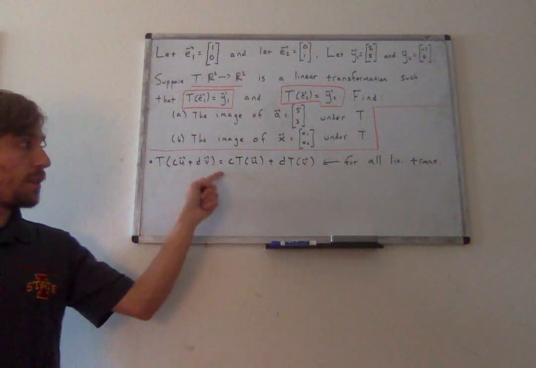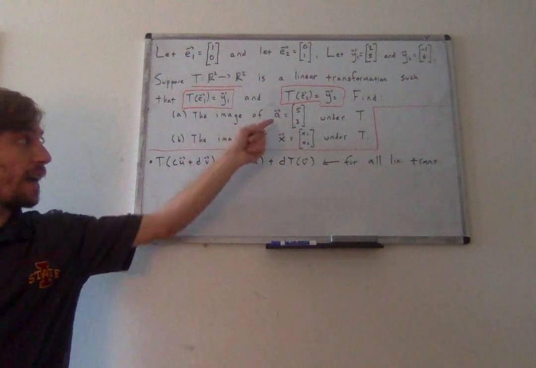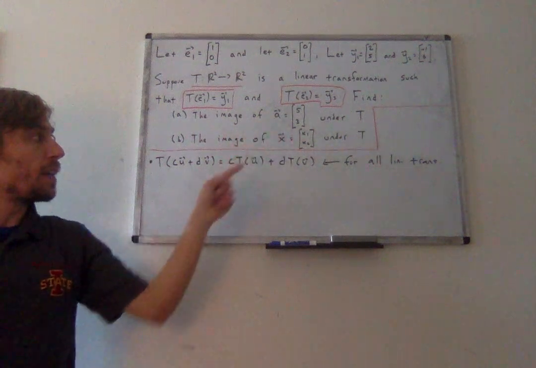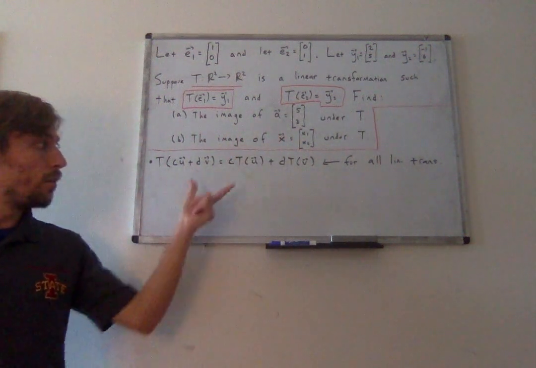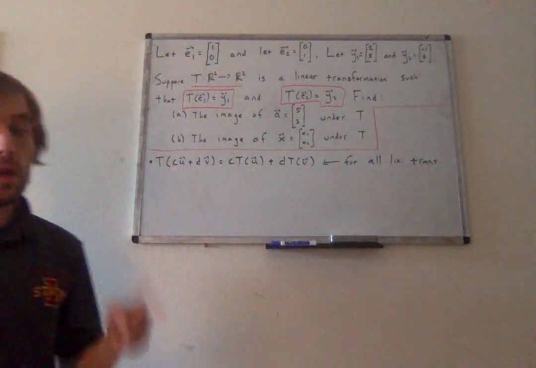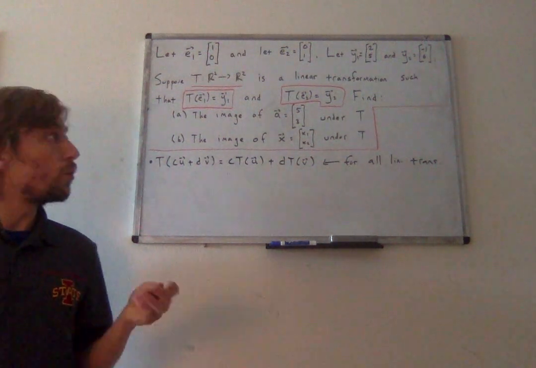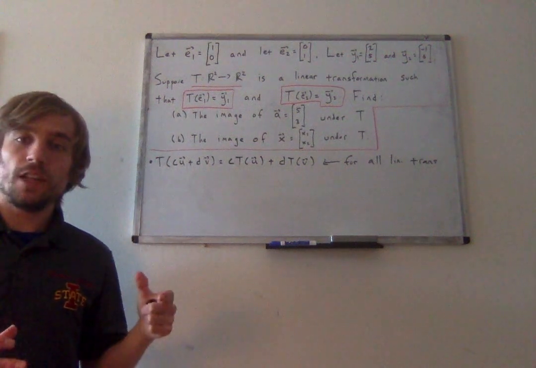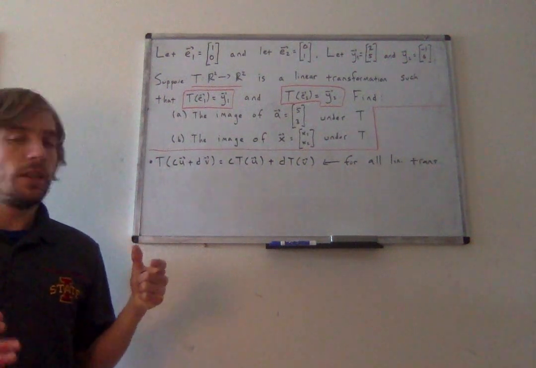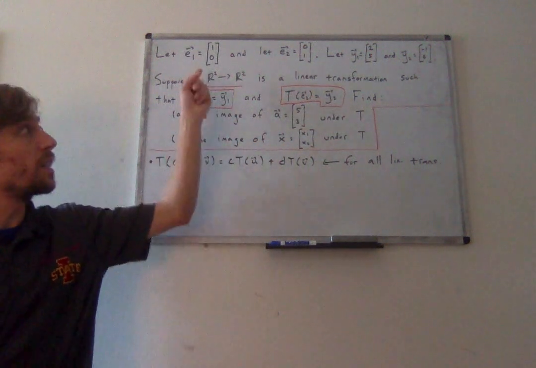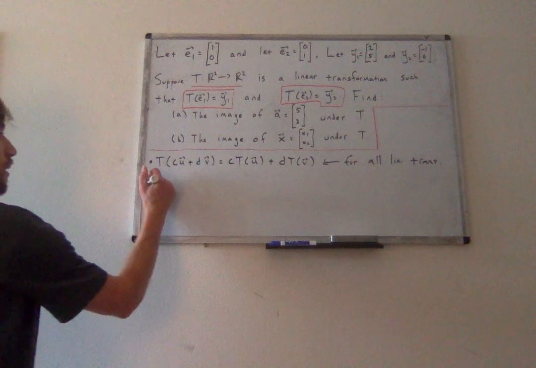So remember, what this means is that if I can write a as a linear combination of e1 and e2, I can find the image of a by applying this property. Well, one of the nice things about e1 and e2 is that it's probably the easiest pair of vectors that we can look at and always figure out how to write a, or any vector really, as a linear combination of these two.